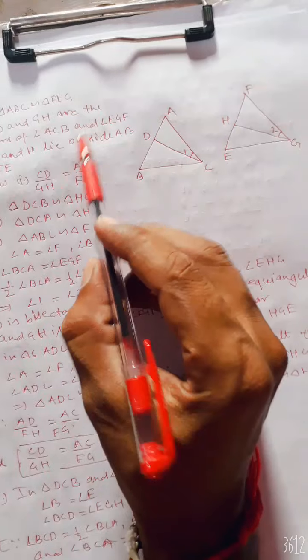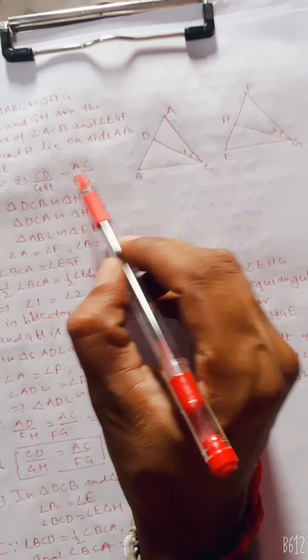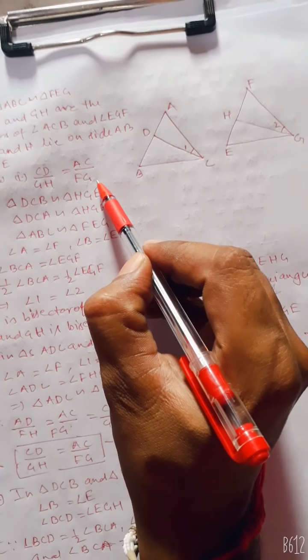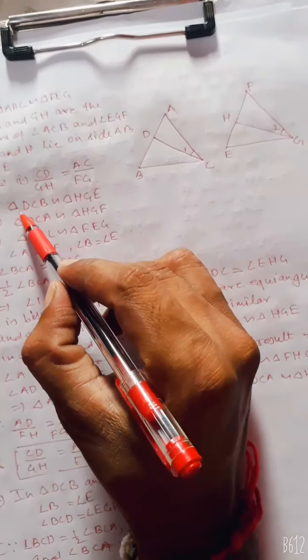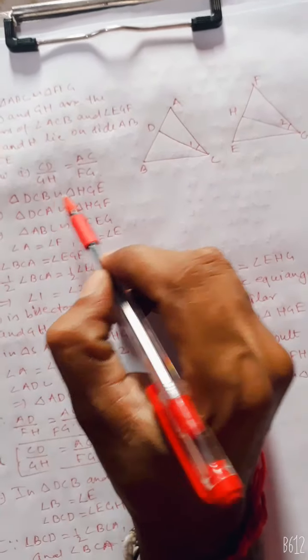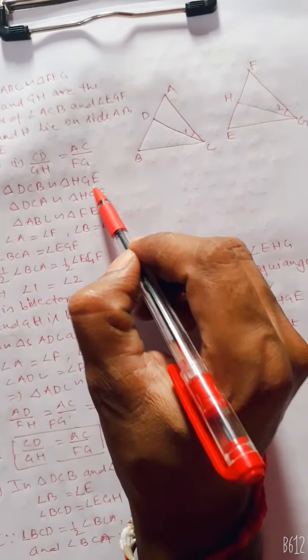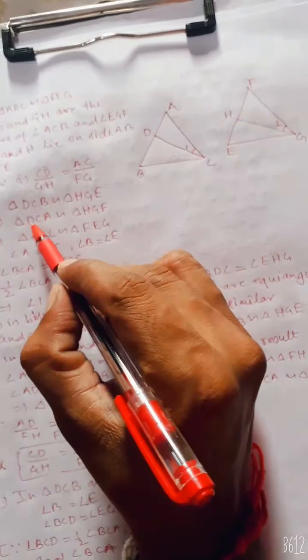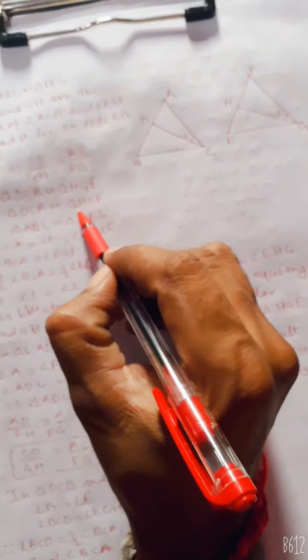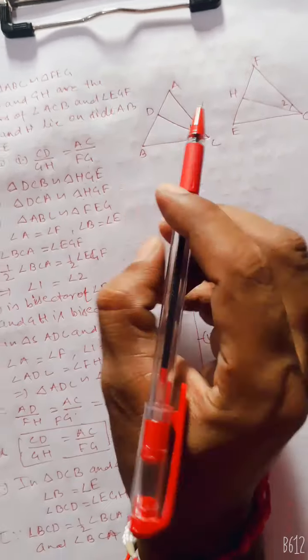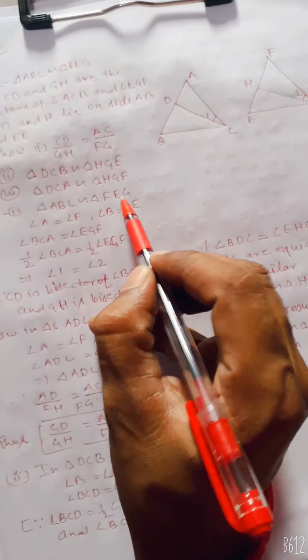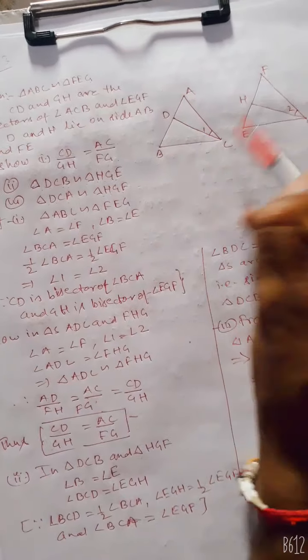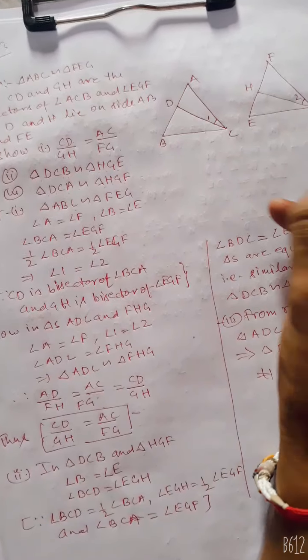Now we have to show that first, CD upon GH equals AC upon FG, and second, triangle DCB is similar to triangle HGE, and third, triangle DCA is similar to triangle HGF. So for the first proof, in triangle ABC and triangle FEG, what is given?